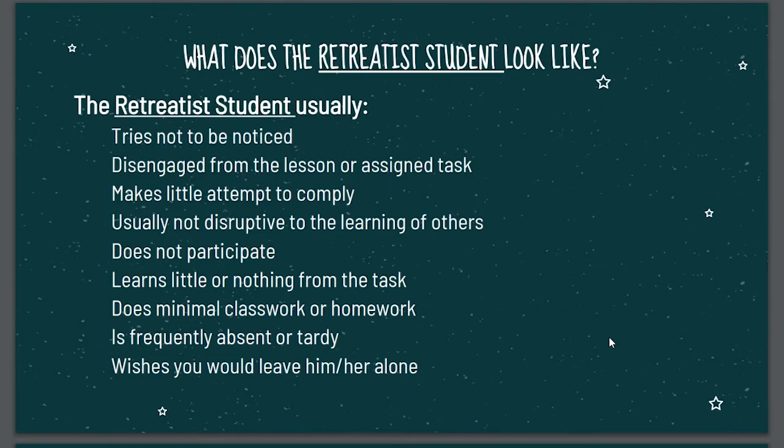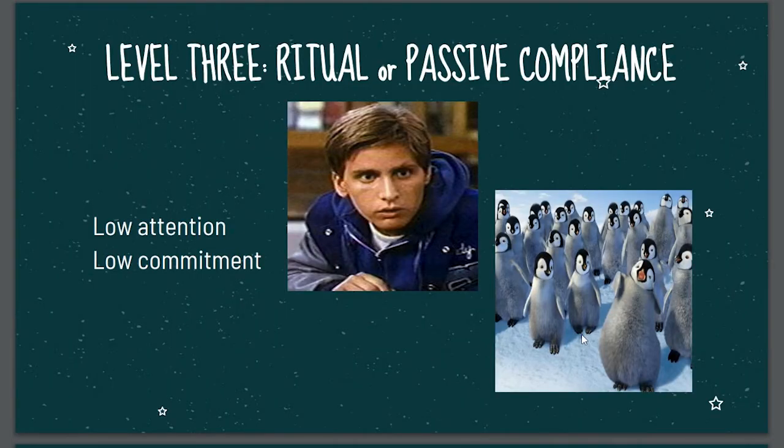And this kind of student looks like the following. They really work hard to not be noticed. They're very disengaged from the task at hand and don't make any attempt to comply. They're not disruptive, so again, that's why they're so easily overlooked. They don't participate, don't really gain or learn much from the task at hand, and do the minimum required to get by. They're very absent or tardy because they feel very disconnected from the school environment and would just like you to leave them alone.